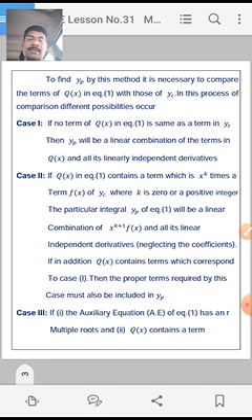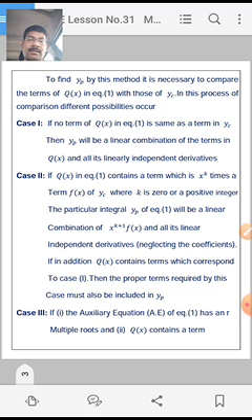Case 1: if no term of q(x) in equation 1 is the same as a term in yc, then yp will be the linear combination of the terms in q(x) and their linearly independent derivatives. Case 2: if q(x) in equation 1 contains a term which is x^k times a term f(x) of yc, where k is 0 or a positive integer, the particular integral yp of equation 1 will be the linear combination of x^(k+1) f(x) and all its linearly independent derivatives, neglecting the coefficients.